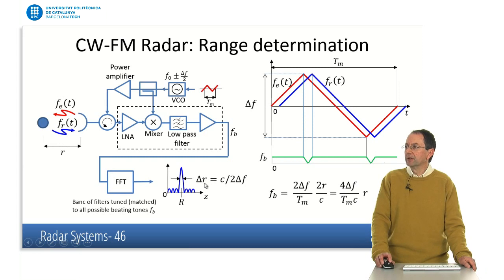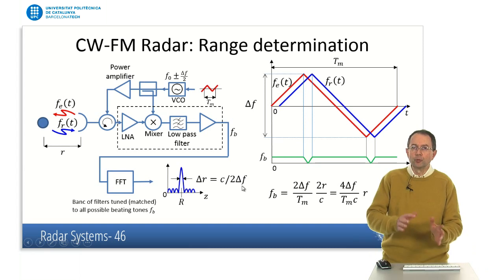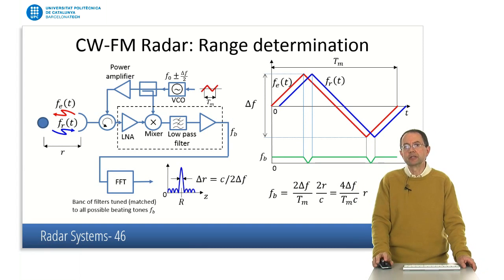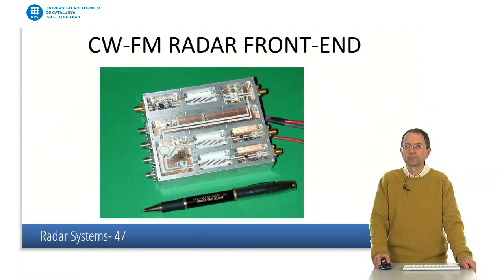And now the resolution, after, for example, FFT spectrum analysis of our echo signal: the range resolution is once again c, the speed of light, divided by 2 times the bandwidth. The bandwidth here is the excursion of frequency delta f. So if we use a very wide excursion in frequency, we can obtain a very nice, very thin range resolution, up to centimeters in microwaves.